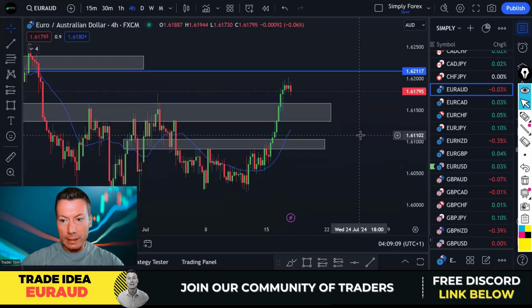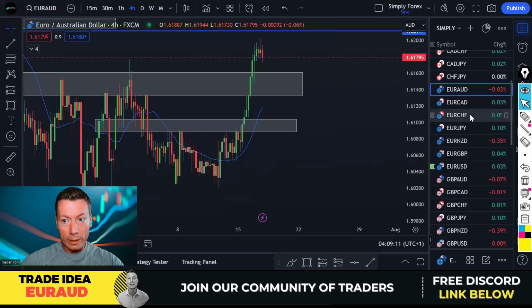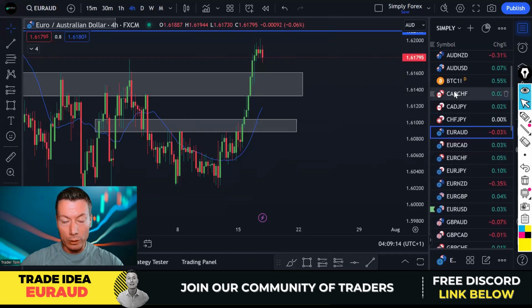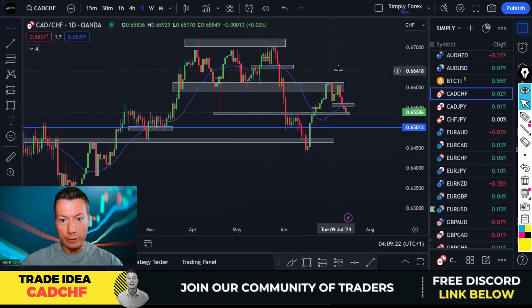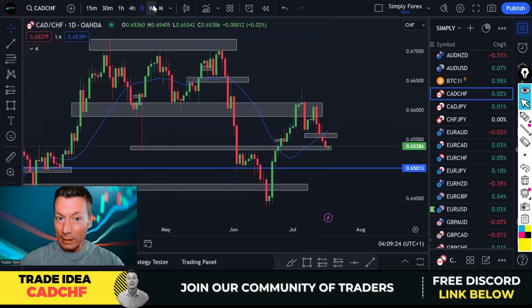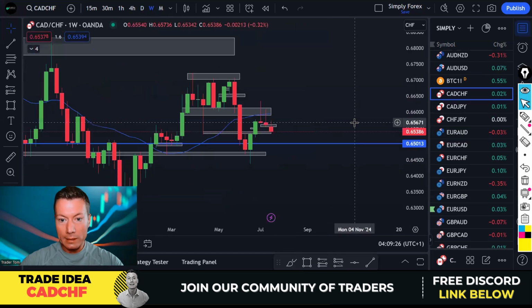The next trade idea is a little bit of deja vu. We're still looking at some of the same trades we've been looking at all week. The next one is Canadian dollar Swiss franc. Again, let's start with the day chart so we get our direction. Actually, let's start with the weekly chart, because I just want to show you how nice the weekly chart is, and this supports our daily idea.